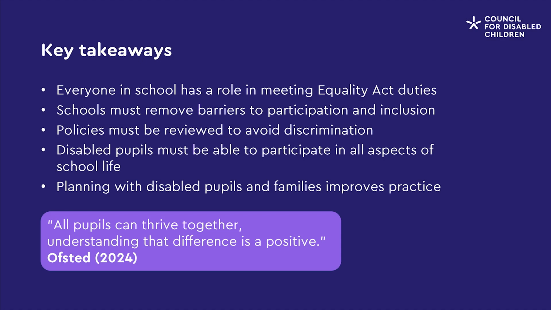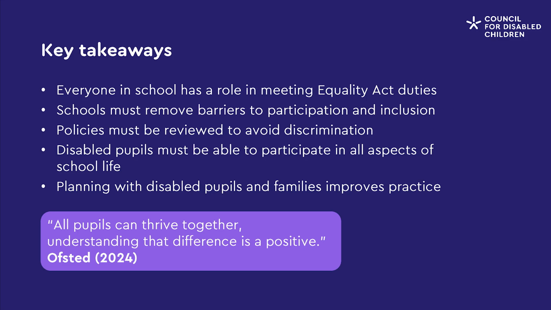We've covered a huge amount in Unit 4, so let's bring our main takeaway points together. Everyone in school has a role in meeting Equality Act duties. The responsible body is accountable, but staff at every level act on its behalf.